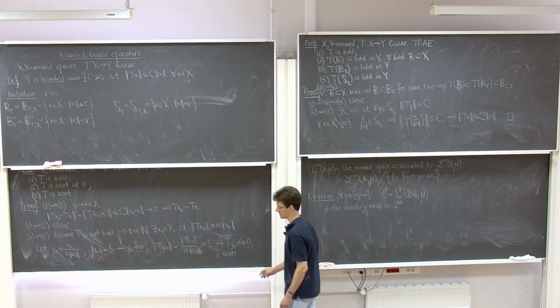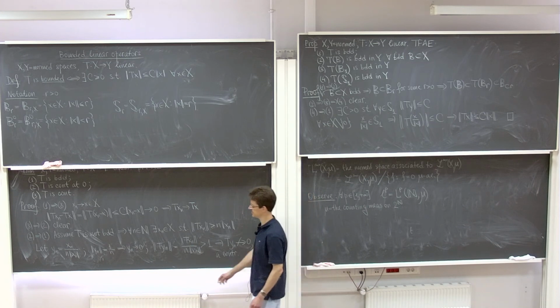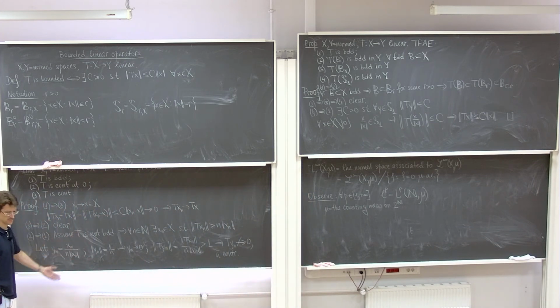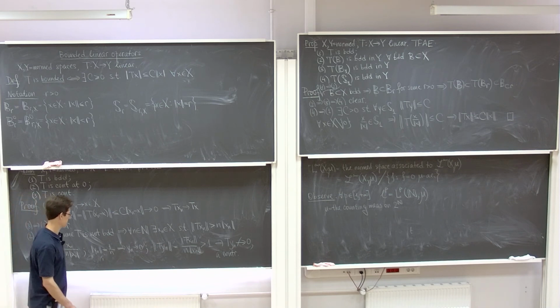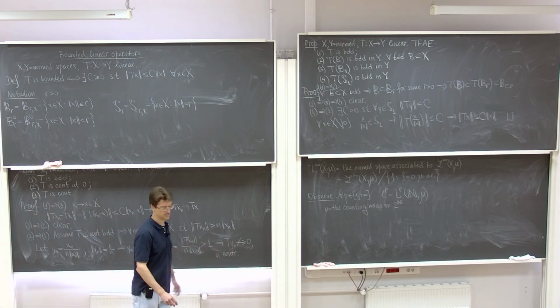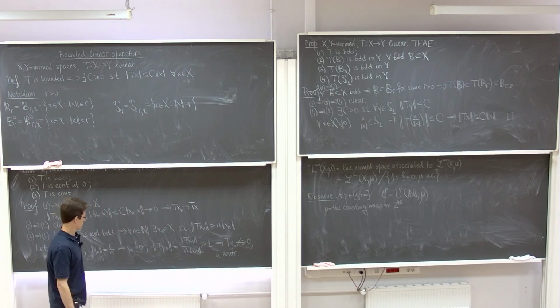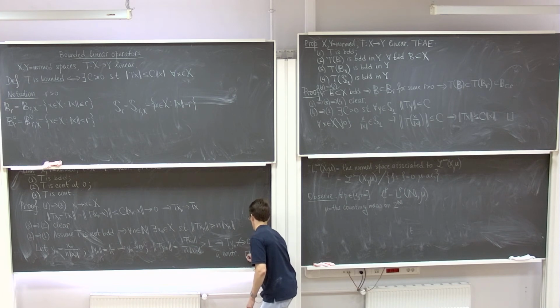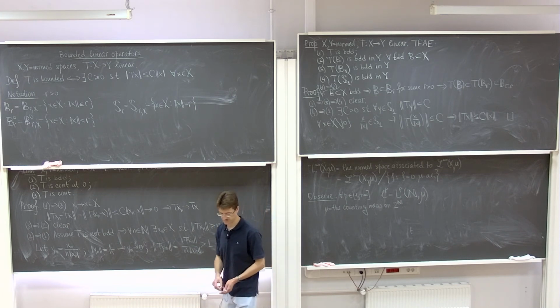So we assumed that T satisfies condition 2, that is, T is continuous at 0, and we said that this property fails. Yn converges to 0, but T of yn doesn't converge to 0. And this contradiction completes the proof, so we see now that all the three properties are equivalent.